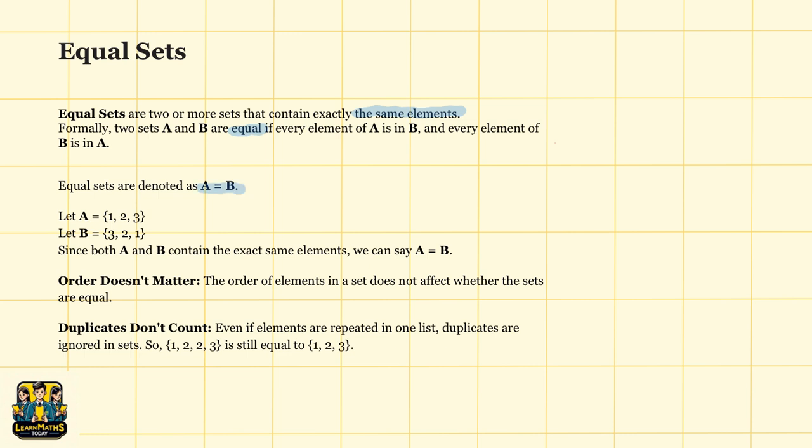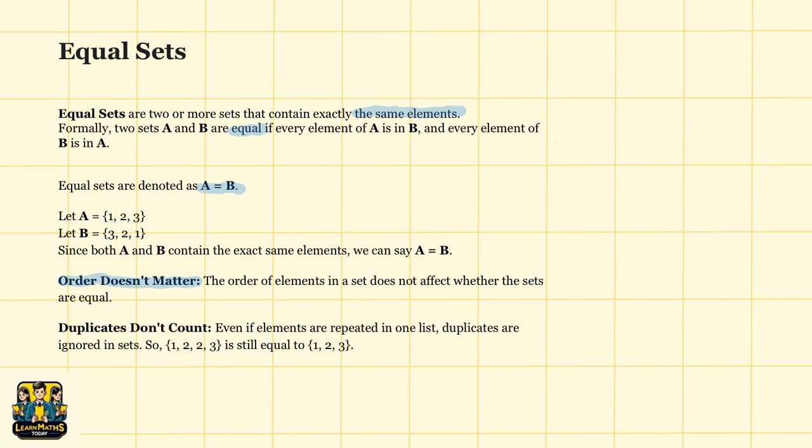For example, if we have set A equal to the set of 1, 2, and 3, and set B equal to the set of 3, 2, and 1, since both set A and B contain the exact same elements, even though the order is different, we can still say that A equal to B. In other words, the order does not matter. The order of elements in the set does not affect whether the sets are equal.